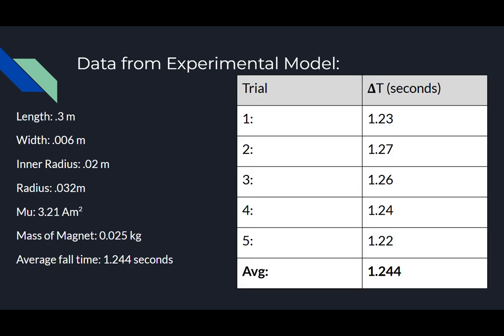Data from the experimental model. The tube itself had a length of 0.3 meters with a width of 0.006 meters. This is the width of the actual aluminum itself. The inner radius of the tube was 0.02 meters, and the outer radius was 0.032 meters. The magnetic dipole of the magnet was 3.21 ampere meter squared, and the mass of the magnet was 0.025 kilograms, and the average fall time was again 1.244 seconds.